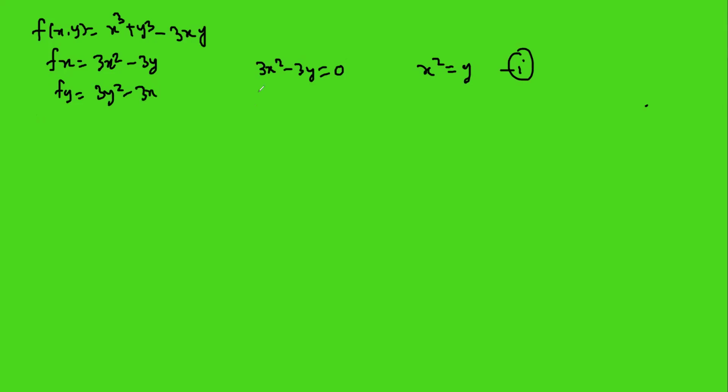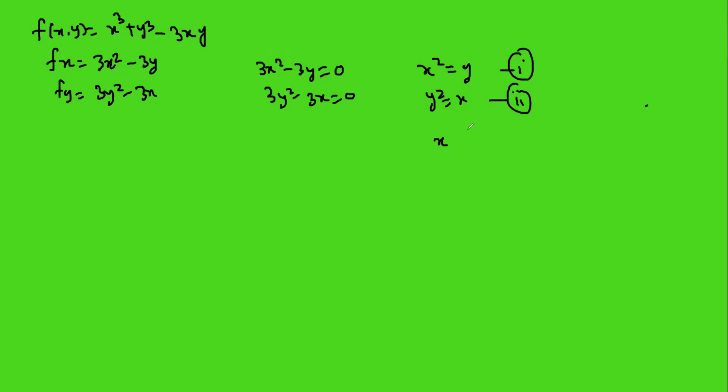It can be 3x square minus 3y, right? When you put 0, x square is equal to y. This is the first equation, right? Put 0: 3y square minus 3x. y square is equal to x, right? Solve these two equations now. Put x equal to here, or put y equal to, anything you can do, right? x square. What is y?